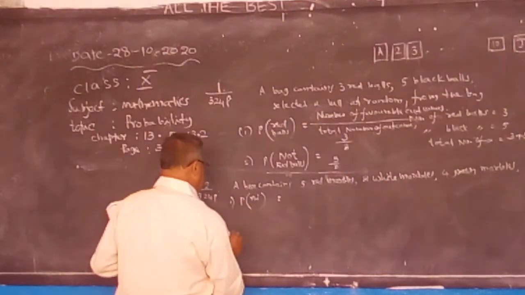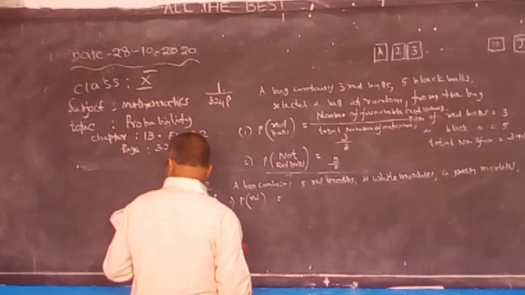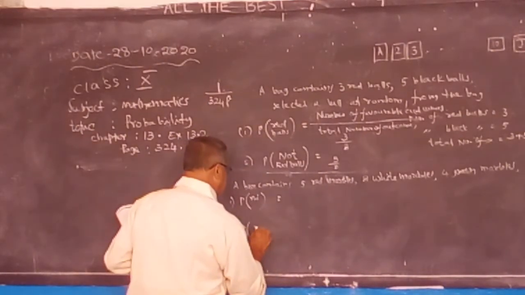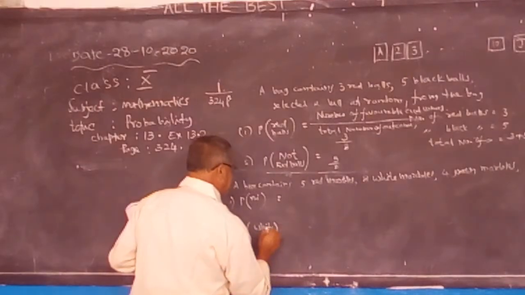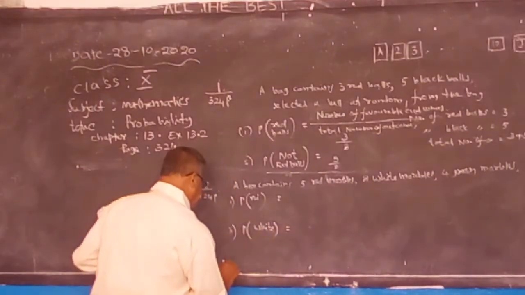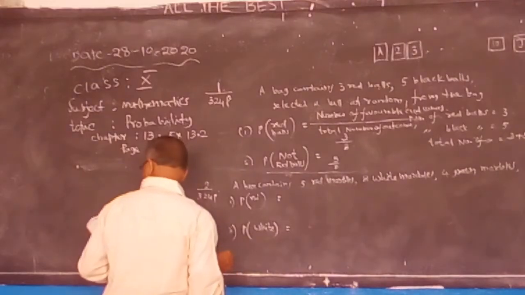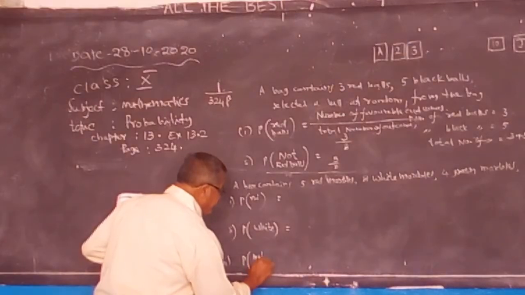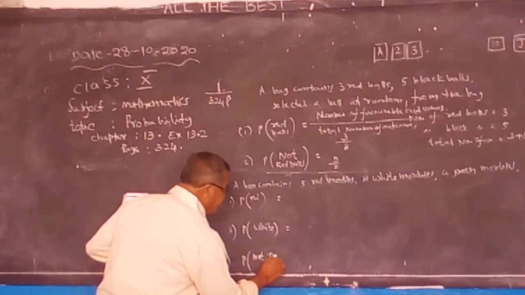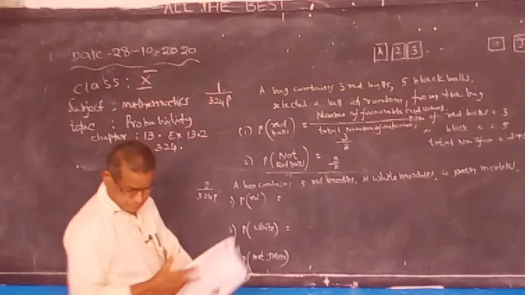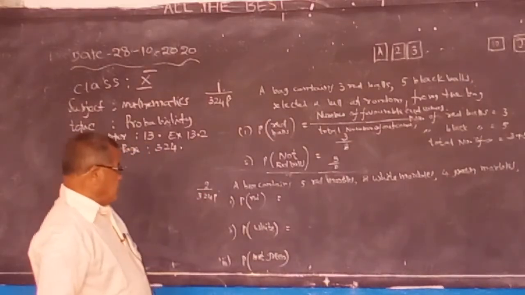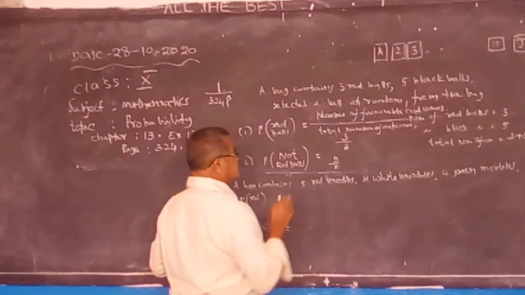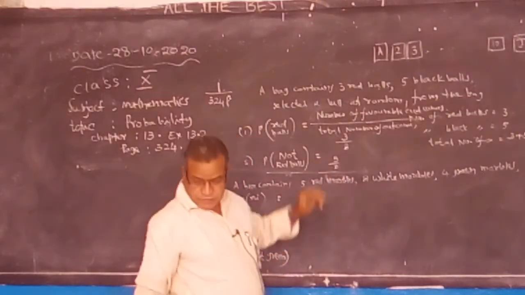First question. Second bit: white, the probability of white marbles. Third: not green. Probability of red marbles means how many red marbles? 5. You write steps like this.